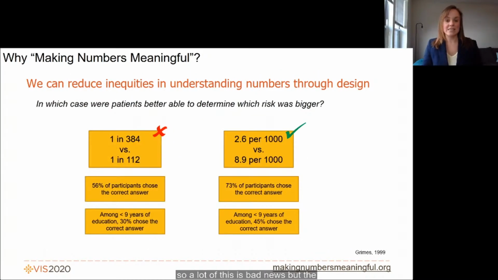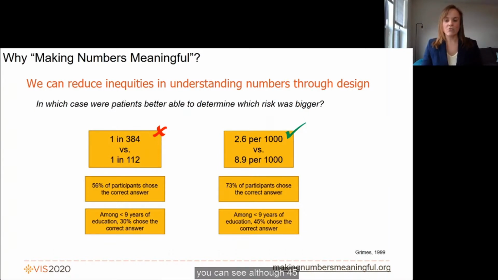So a lot of this is bad news, but the good news is that we can reduce some of these inequities in understanding by simply changing the design of how we communicate numbers. So as you can see here, using this 1 in 384 versus 1 in 112 was not as well interpreted as using the same common denominator of 1,000. So we saw a nice increase when we switched the way that the numbers were being presented.